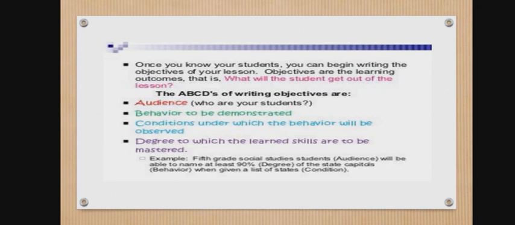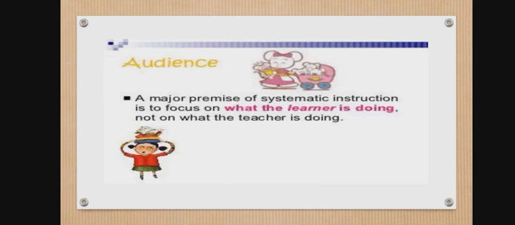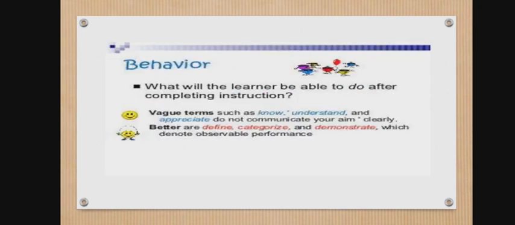For example, fifth grade social studies students, the audience, will be able to name at least 90 percent, the degree, of the state capitals, the behavior, when given a list of states, the condition. Audience: a major premise of systematic instruction is to focus on what the learner is doing, not on what the teacher is doing. Behavior: what will the learner be able to do after completing instruction?